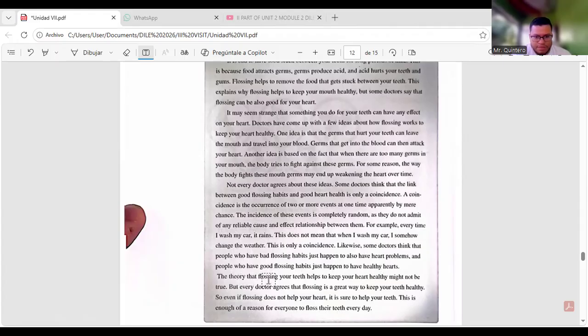The theory that flossing your teeth helps to keep your heart healthy might not be true, but every doctor agrees that flossing is a great way to keep your teeth healthy. So even if flossing does not help your heart, it is sure to help your teeth. This is enough of a reason for everyone to floss their teeth every day.